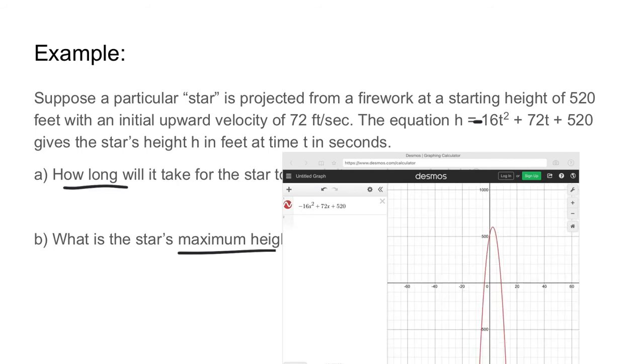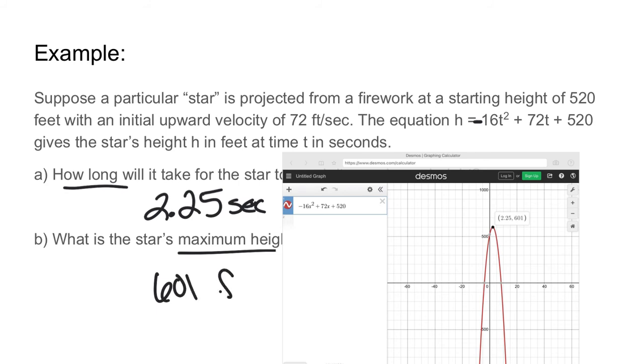All right. So I'm looking for the maximum. So I know the maximum is represented by that vertex right there. My maximum is at 601 feet, right? Because that's what my vertical is representing here. They want to know how long it will take to reach that maximum. The x value represents time because it says feet per second. So feet is y, seconds are x. So that 2.25 is going to be my time. 2.25 seconds to reach a maximum height of 601 feet. That's what that vertex tells me.